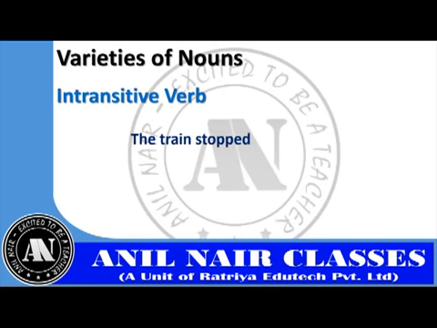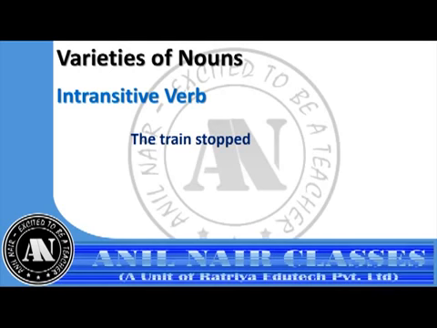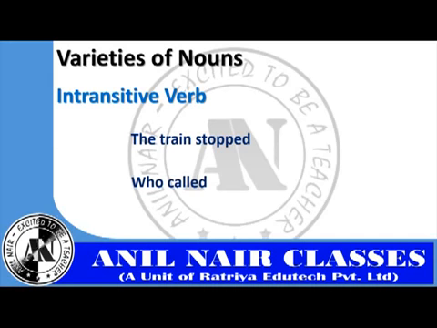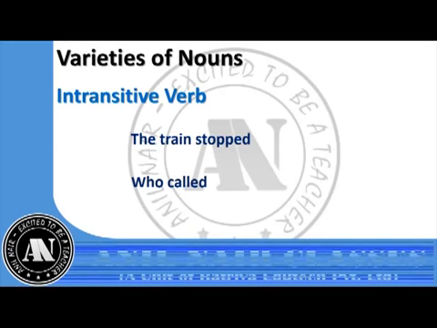Now look carefully. The verb stop does not tell us where or how the train stopped. But the sentence still makes perfect sense without even mentioning the other details like what or how the train stopped. Although the action is present, it does not necessarily need an object to exist. Another example, who called? Again, as you can see, action exists but is not directed towards an object. Hence, it is an intransitive verb. Don't confuse yourself here by saying that the action is being directed to the object.